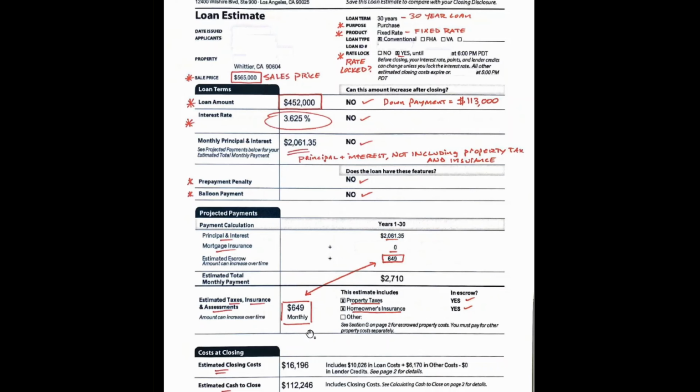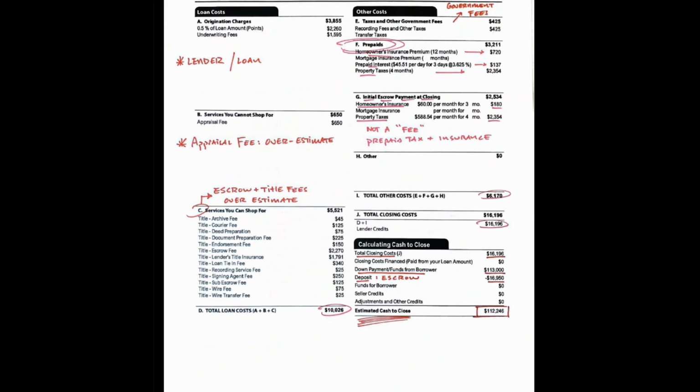If this happened to be a townhome or a condo, then we would see HOA dues here as well. So the estimated closing cost, recurring and non-recurring closing cost, is $16,196. The estimated cash to close escrow on this purchase is $112,246. So this is page one. Going to page two, it's a more detailed breakdown.